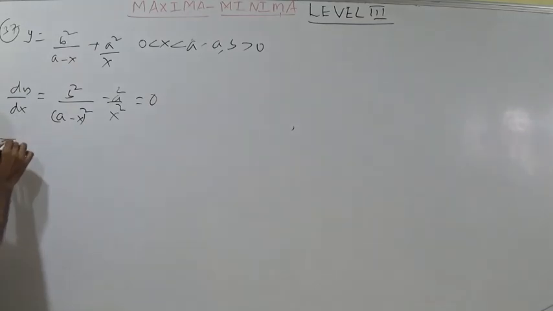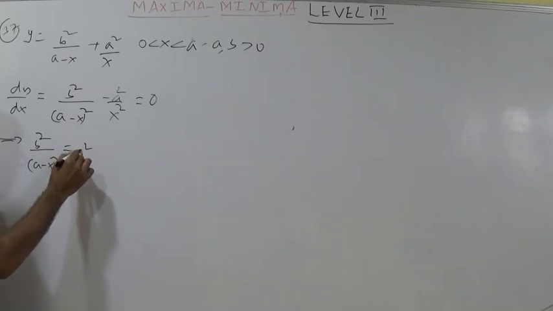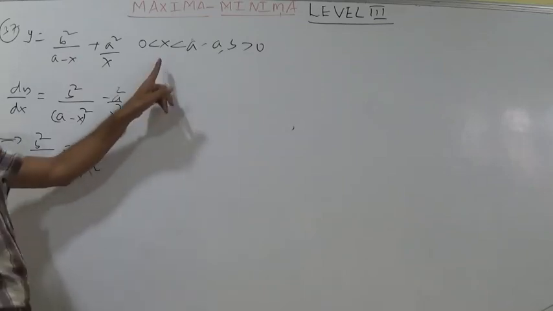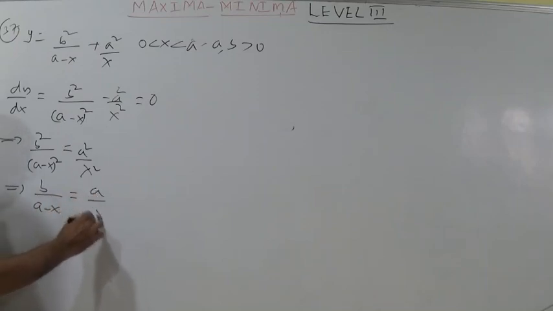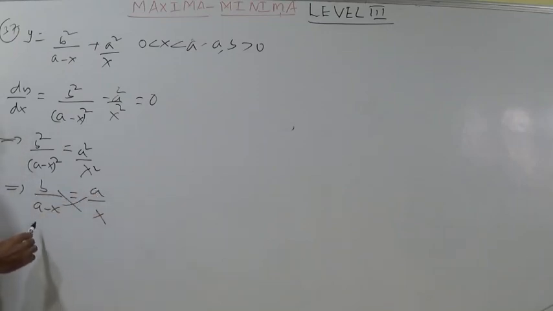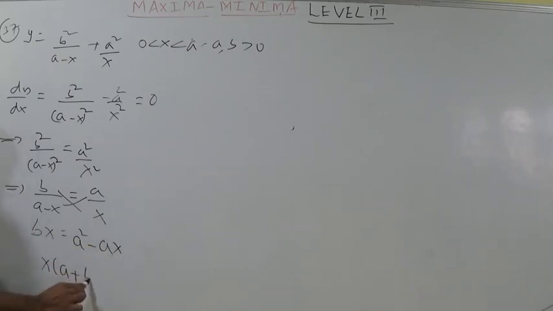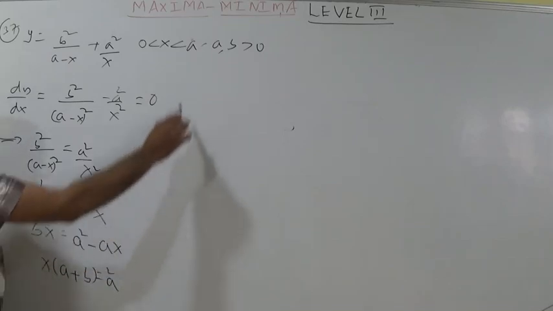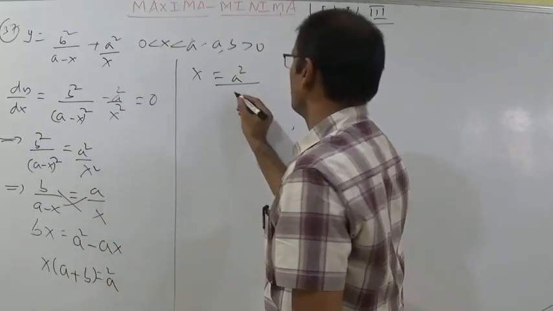That implies, next step, I am writing here: b square by (a minus x) whole square is equal to a square by x square. Here it is given 0 less than x less than a, b greater than 0. Then take the positive square root here: b by (a minus x) is equal to a by x. By cross multiplication we can write bx is equal to a square minus ax. Taking minus ax to this side, it becomes (a plus b)x is equal to a square. So x we can write here, x is equal to a square by (a plus b).